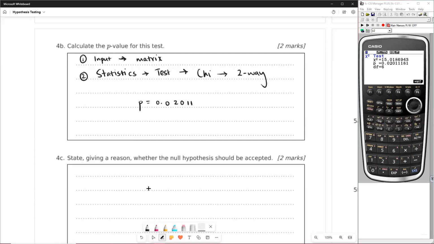State giving a reason whether the null hypothesis should be accepted. We're going to use the significance level and the p-value. The p-value is 0.02011, and that's less than 0.05, 5%, which was the significance level. And so as a result, we're going to reject the null hypothesis.